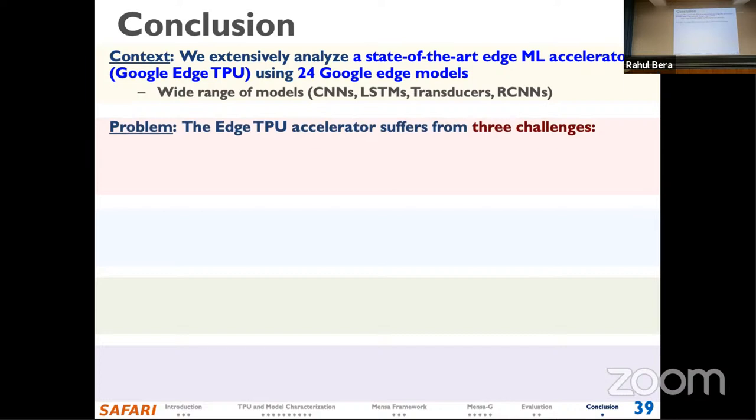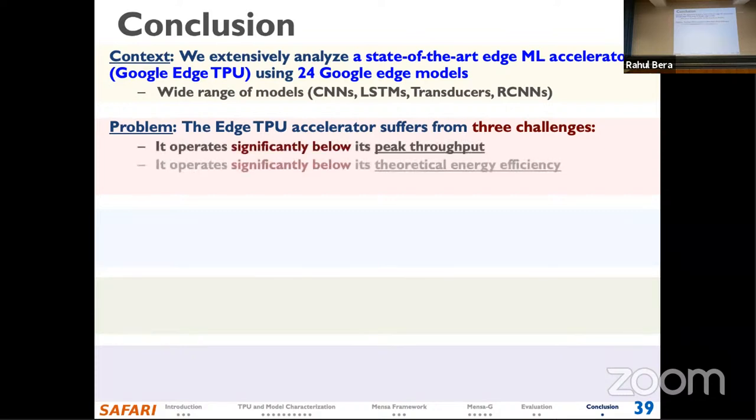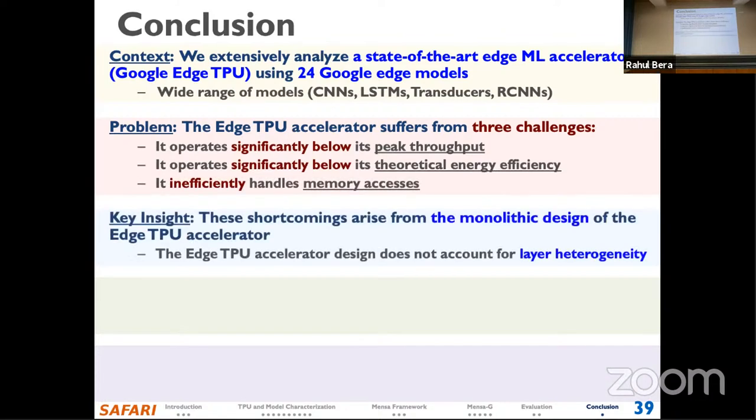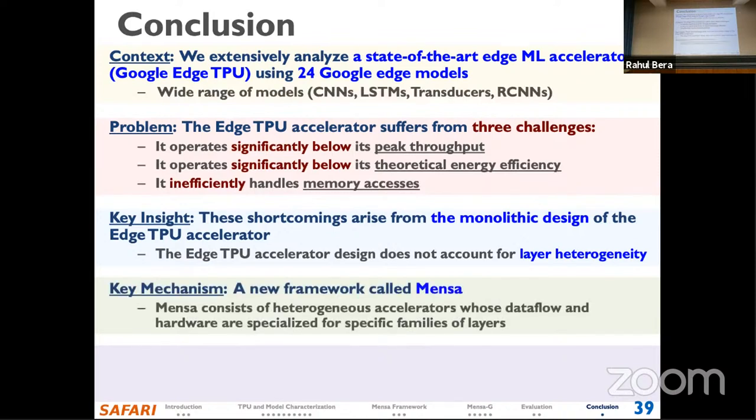And after we did some profiling on the layers in accelerators, we figured out that the accelerator was suffering from 3 main challenges, which were it was operating below its peak throughput, below its theoretical peak energy efficiency, and it was handling memory access quite poorly. So based on this analysis, we figured out that the problem is the one-size-fits-all design of the Edge TPU accelerator, which does not cater for the different properties of the models and the layers that are being executed on top of it. To solve this problem, we propose a framework called Mensa, which consists of a heterogeneous set of accelerators whose data flow and hardware design is specialized for the properties of different families of layers.